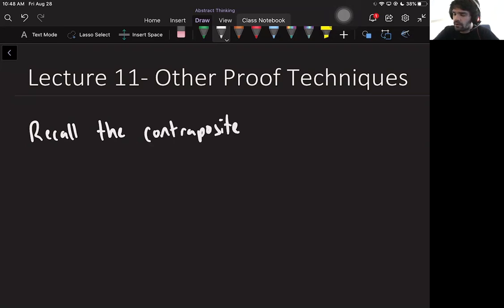So recall the contrapositive, that's not how you spell that. Whoops. It's okay, there's no mistakes, only little happy accidents.